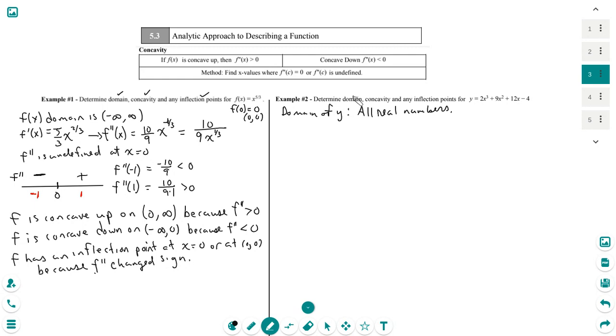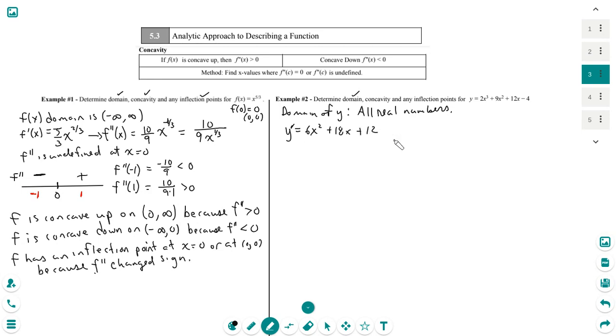All right, check. I always like to think of a laundry list: what are they asking me, and checking it off, making sure I've got all the parts answered. Concavity. Okay, to do concavity, I need two derivatives. So I'm going to go first derivative, y prime. Power rule for all these terms. So that would be 6x squared plus 18x plus 12.